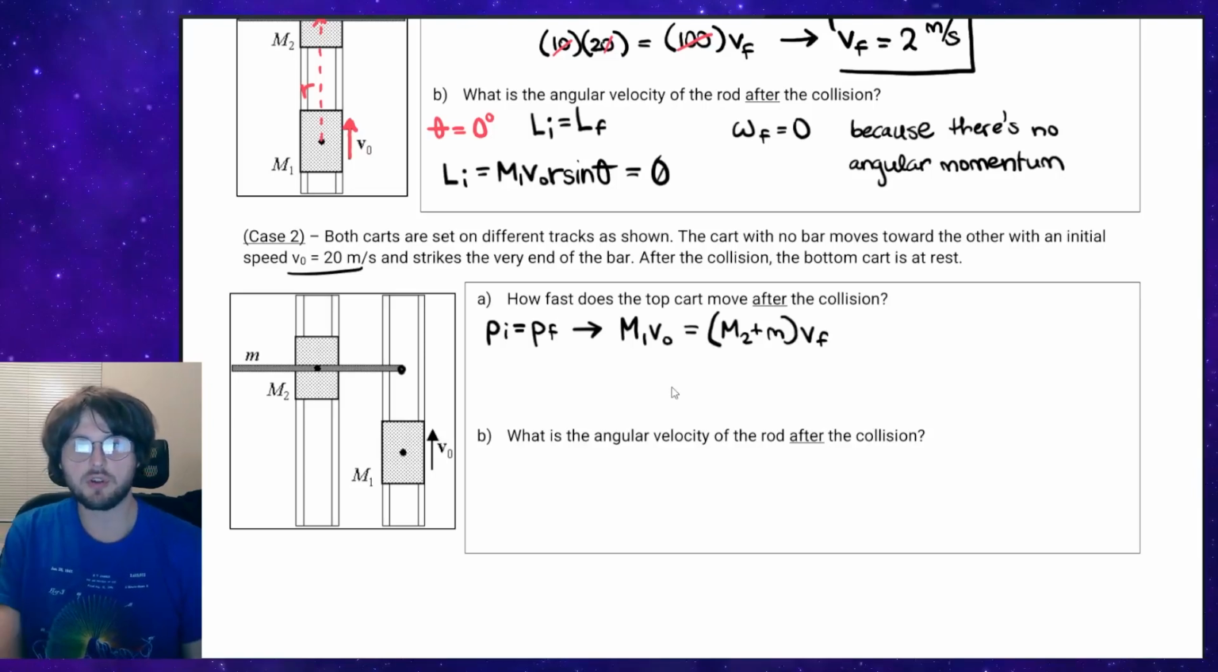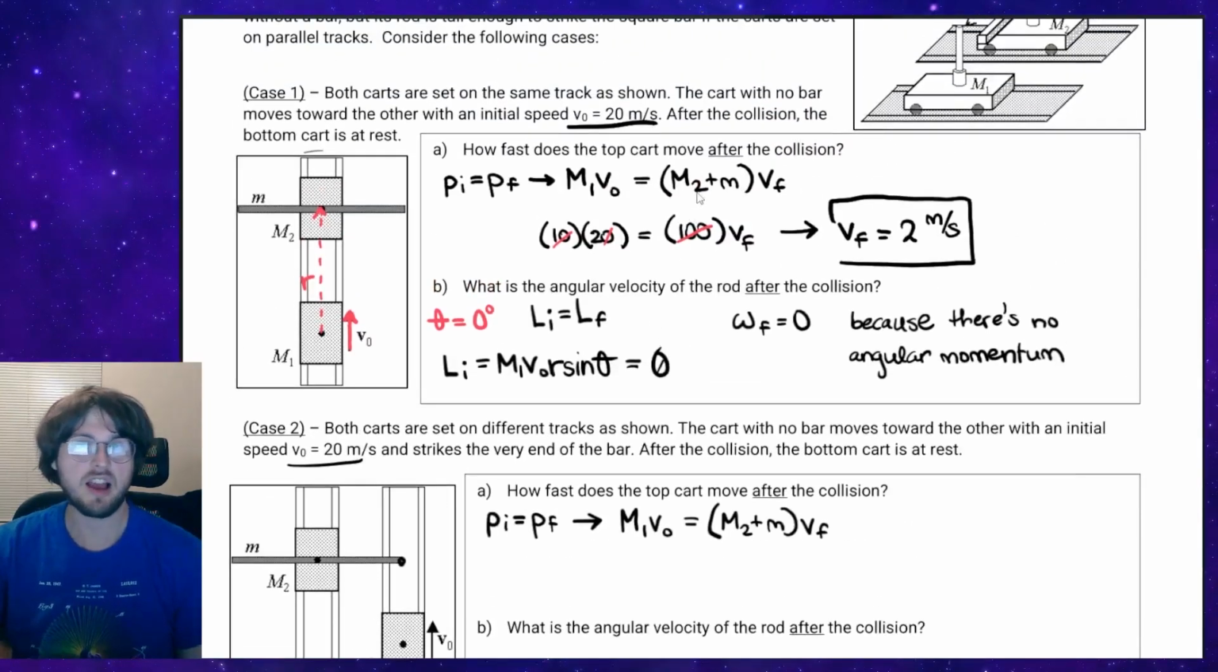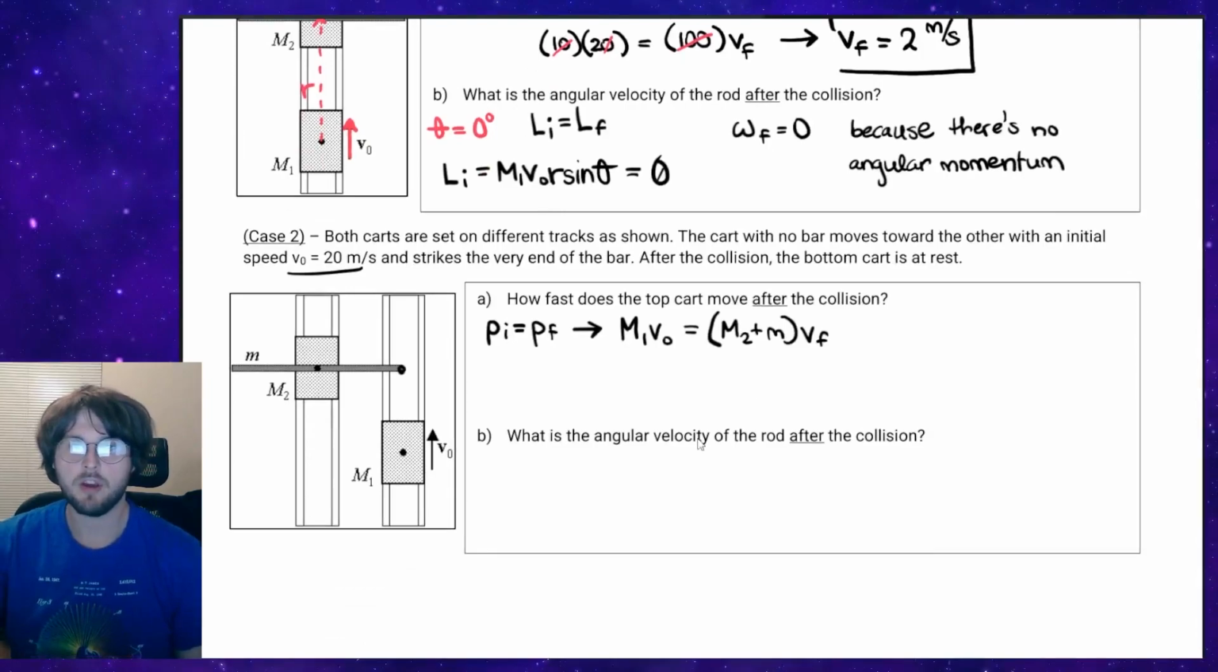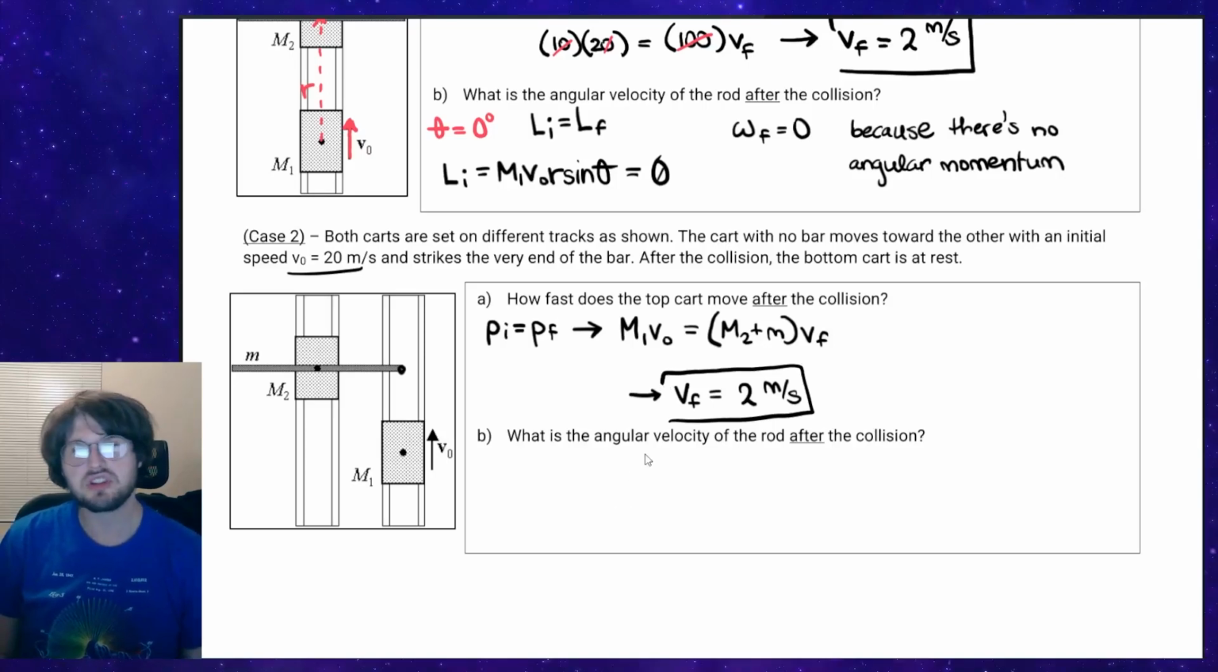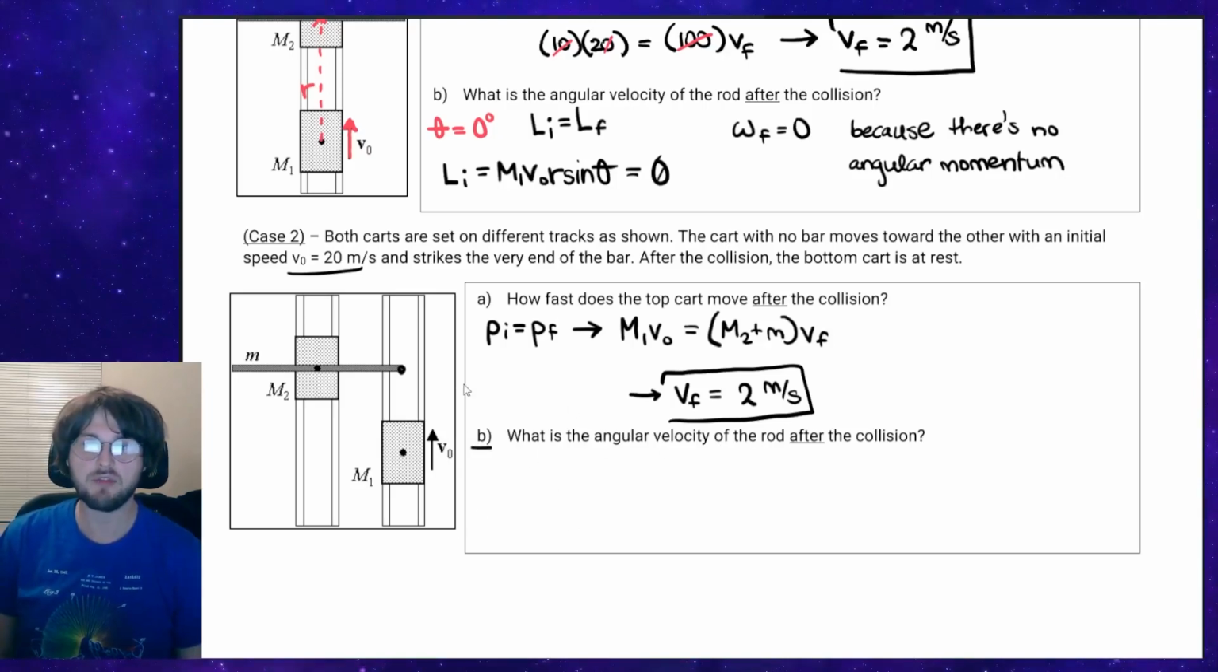Now, if you're saying this looks a little familiar, you would be right. It's the exact same setup that we had over here. So from this, we would find that the final velocity of the top cart really is still going to be 2 meters per second after this collision. Nothing really changed, even though there's going to be a heck of a lot more motion in this problem. So part B then is asking, what is the angular velocity of the rod after the collision?